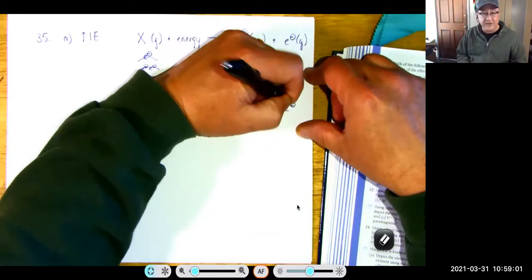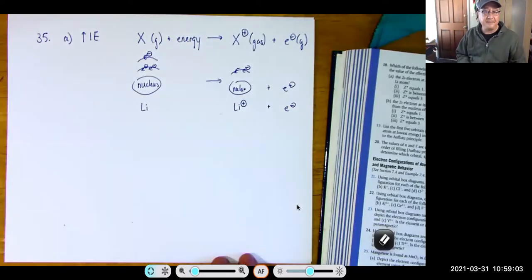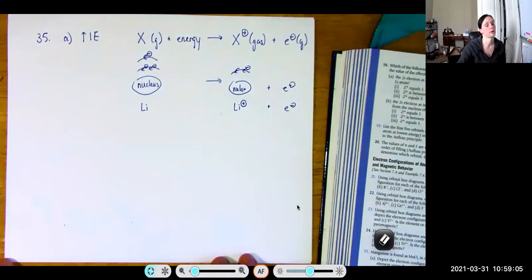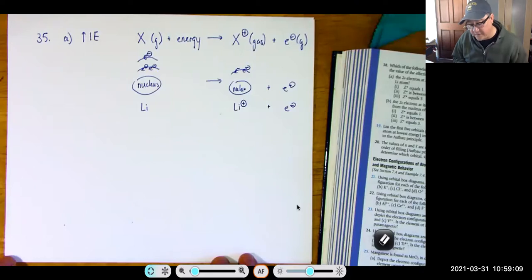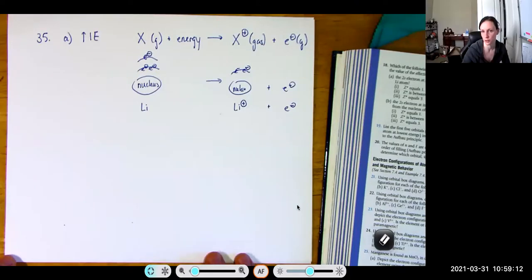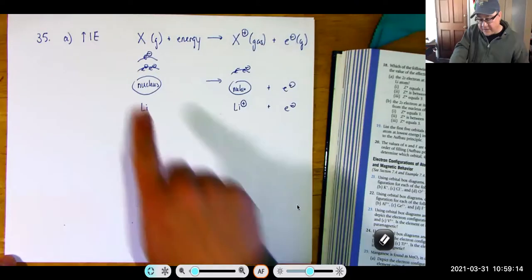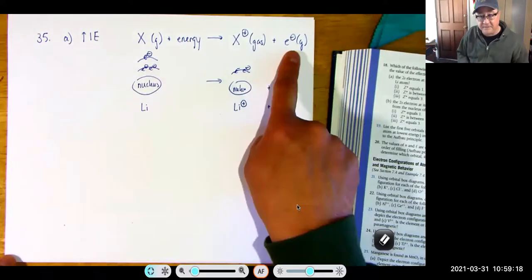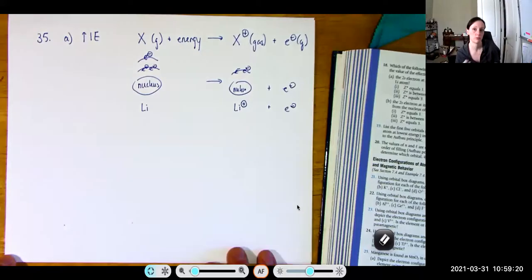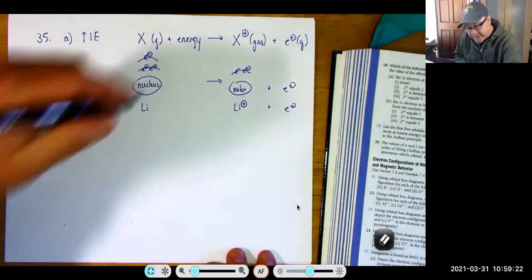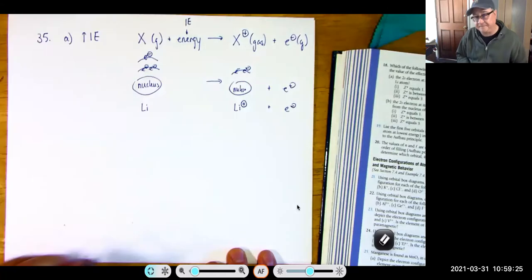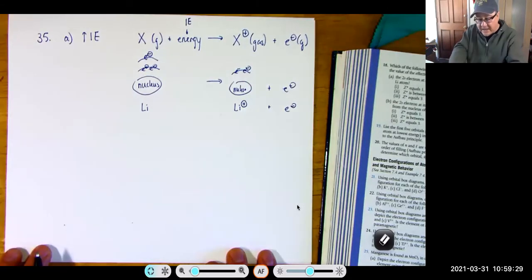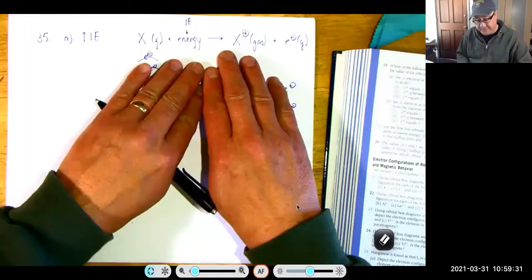So that's ionization energy. So isn't it the amount of energy to remove an electron? Does this kind of show that this is the amount of energy to remove an electron? Yeah. So this is ionization energy. But I just want to lay it out in very general terms.